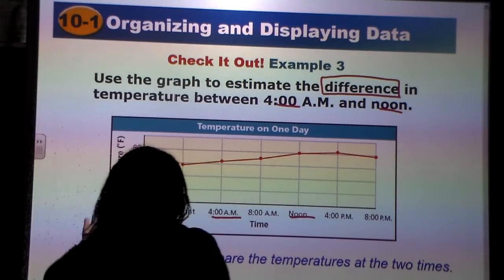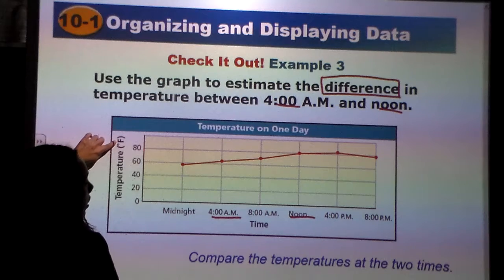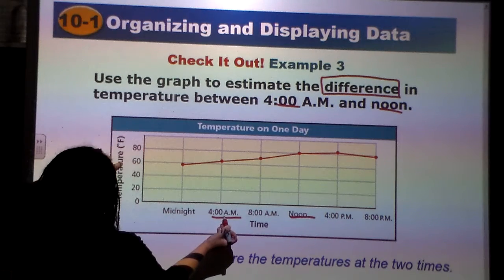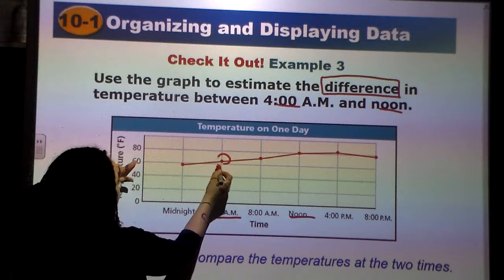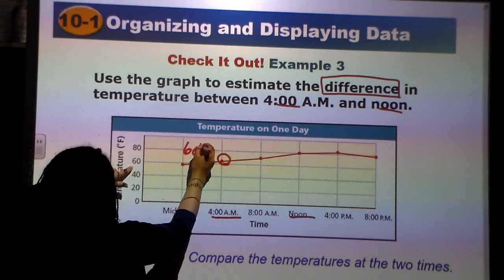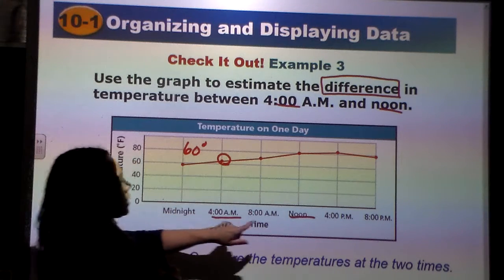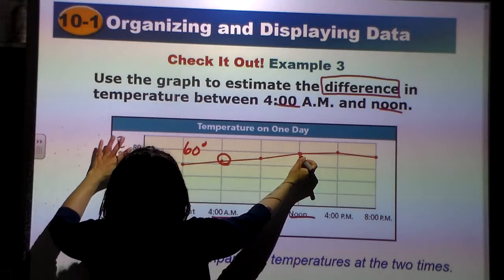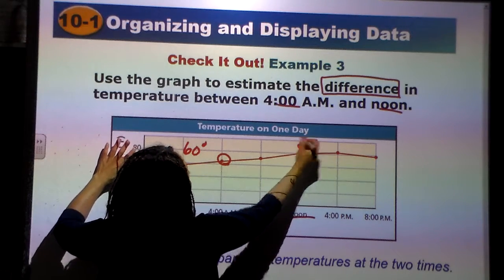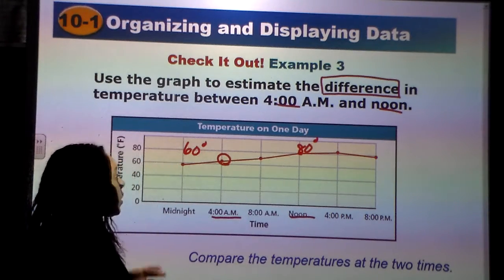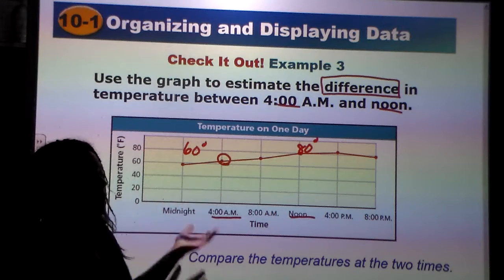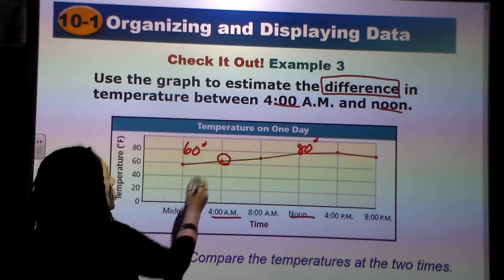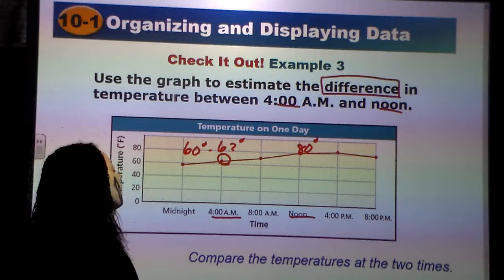So first we have to say, well, what was the temperature at 4 a.m.? Well, the temperature was around about 60 degrees. And then what was the temperature at noon? It was around about 80 degrees. So now that I know that, that's a little bit over. You could call it like 62 if you wanted, 60 to 62 degrees.